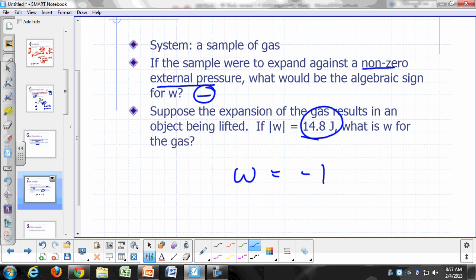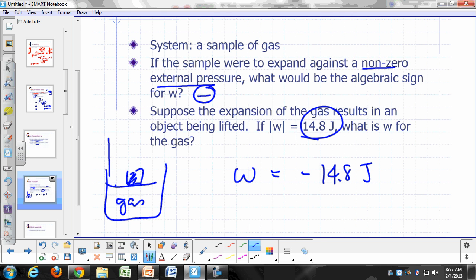Negative 14.8 joules. So you have a gas. Here's your gas. It expands to lift an object, right? So it's going to push this thing up. In order for your gas to lift the object, it has to lose energy. Okay? So what happens to your object? It gains gravitational potential energy.